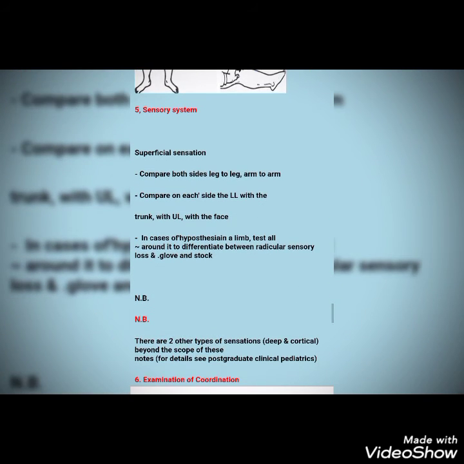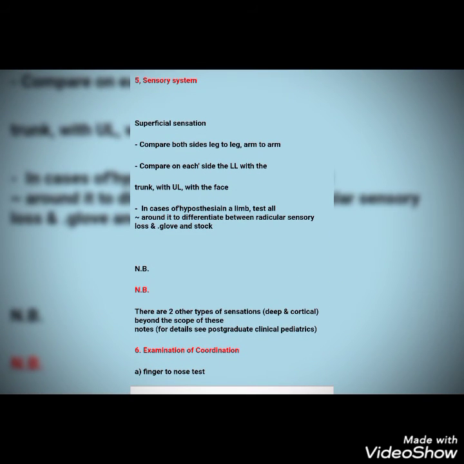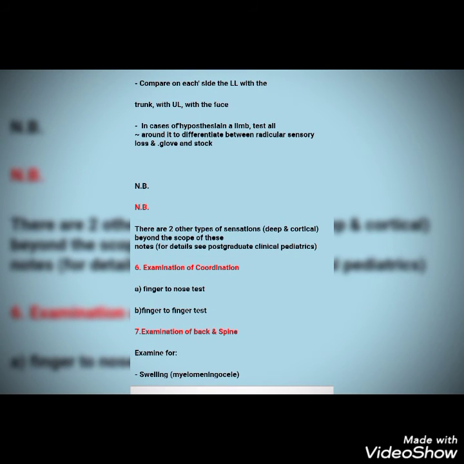Now we are coming to examine the sensory system. Superficial sensation: compare both sides, leg to leg, arm to arm. Compare on each side the lower limb with the trunk, and the upper limb with the face. In case of hypoesthesia of a limb, test all around to differentiate between radicular sensory loss and glove and stocking loss. Note there are two types of sensation, deep and cortical, beyond the scope of these notes; for details see postgraduate clinical pediatrics.